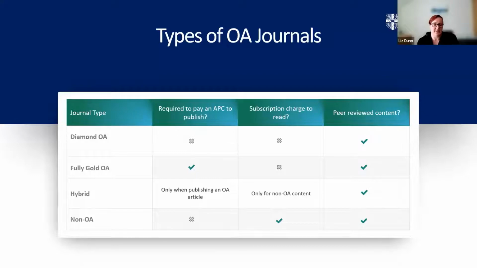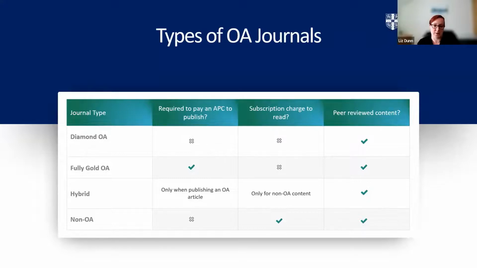So this table shows you some of the different types of open access journals. Diamond open access journals are typically funded by a society, an institution, or a funder. So there's no author payment required, but the content is still freely available for everyone to read. Fully gold open access journals, so authors are usually required to pay an article processing charge or an APC, either individually or through their funder or institutional agreements. And then all the content is freely available for readers.